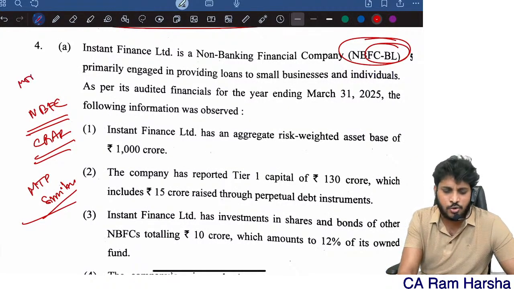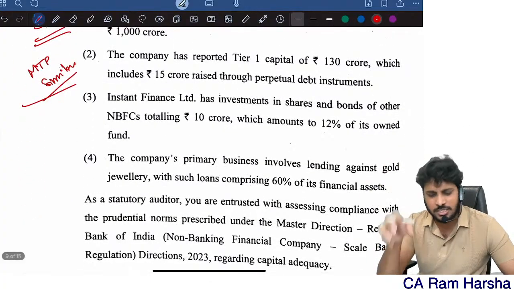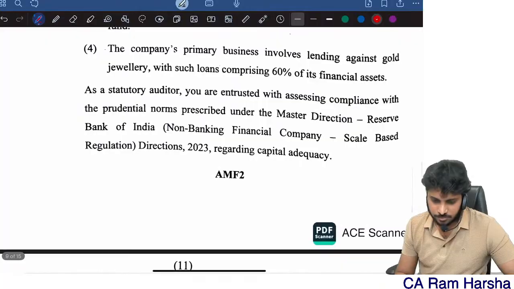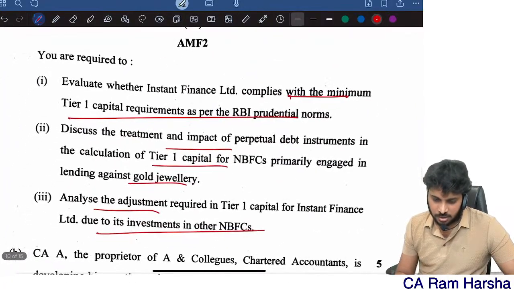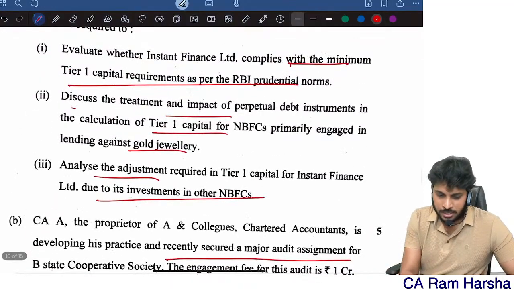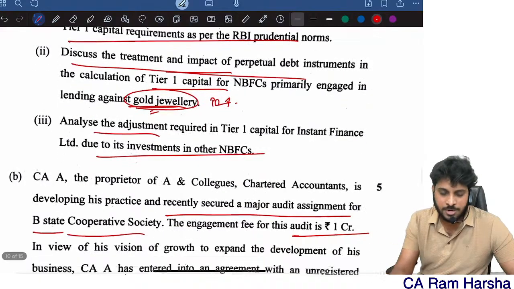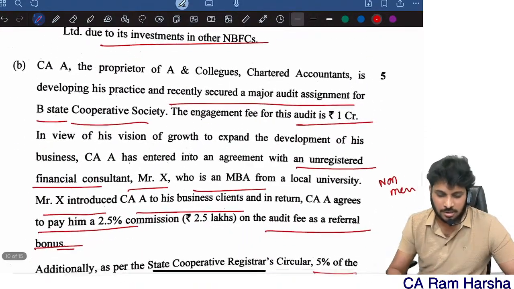This is something similar to the MTP, which is already given as a problem. Okay. Similar. It's easy. Compared to that, this is easy. So, for example, discuss the treatment of impact. Gold junior 12%. The minimum tier 1 capital should be 12%. So it's easy, not that difficult.